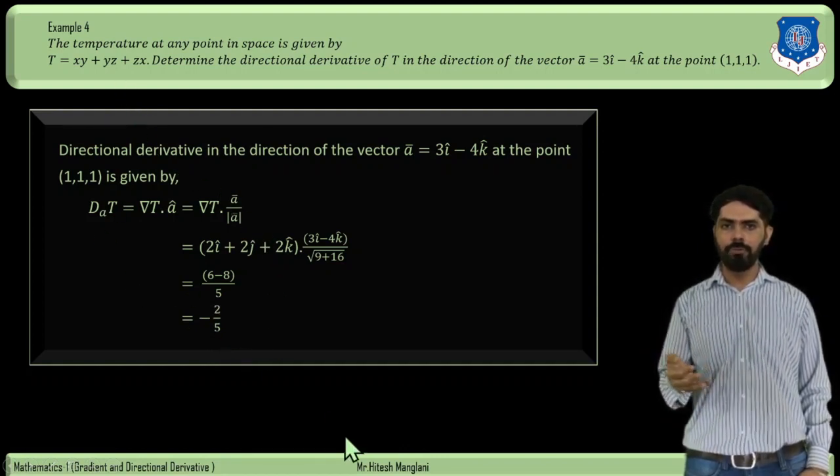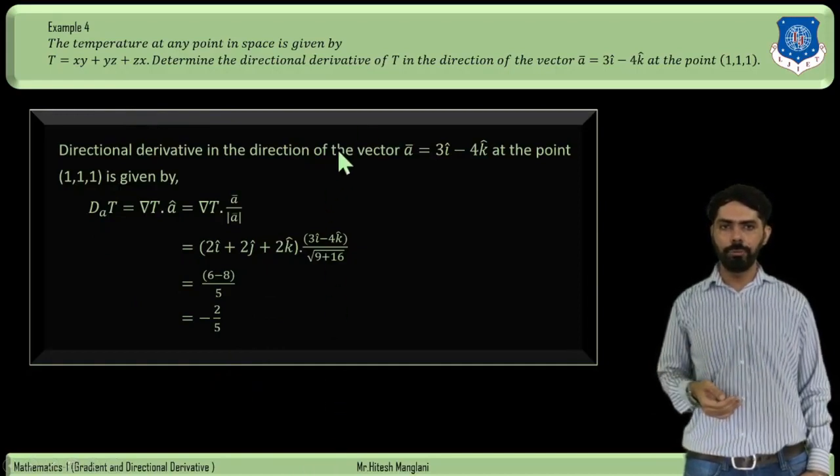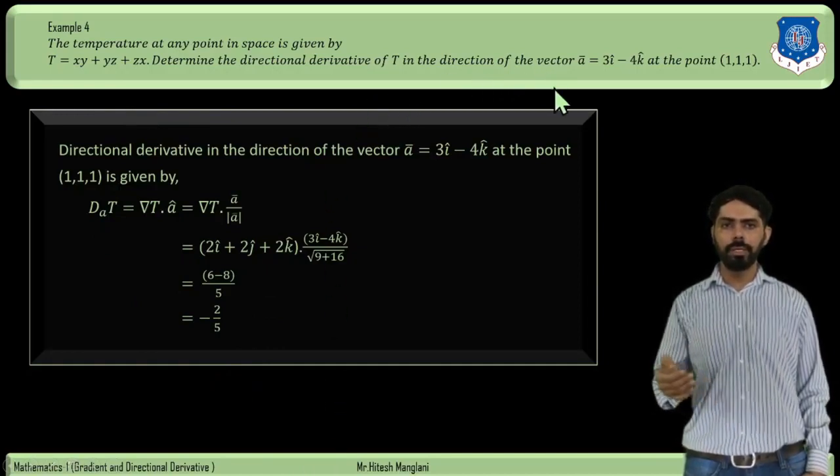So in this example, we have found the directional derivative of capital T in the direction of vector a bar equal to 3i minus 4k at the point (1, 1, 1).